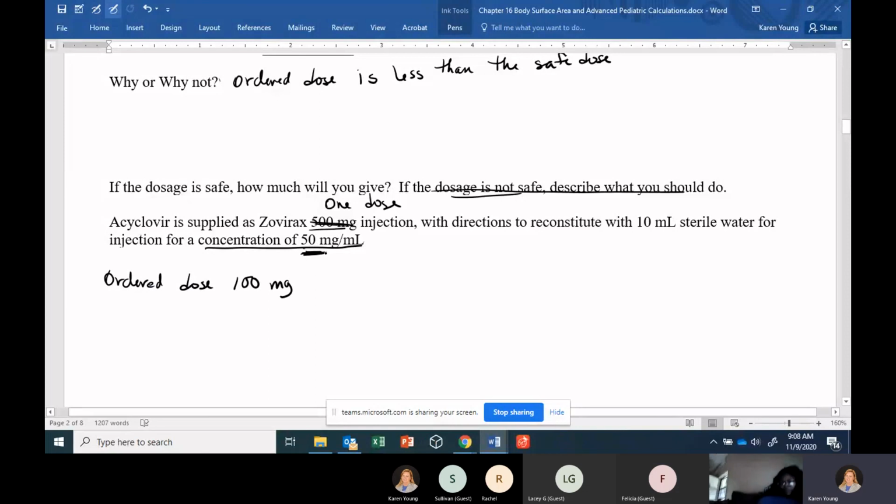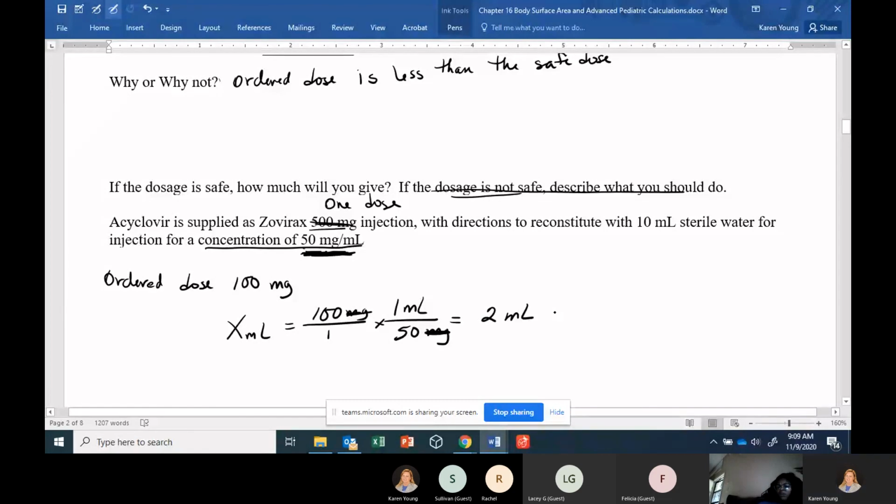All right. My supply is at 50 milligrams per milliliter. So how much are we going to give? And that's our milliliters. It's our ordered dose over our supply, 1 milliliter over 50 milligrams. So 100 divided by 50 is 2 milliliters.